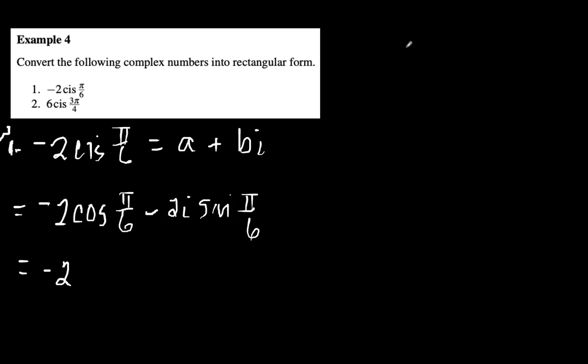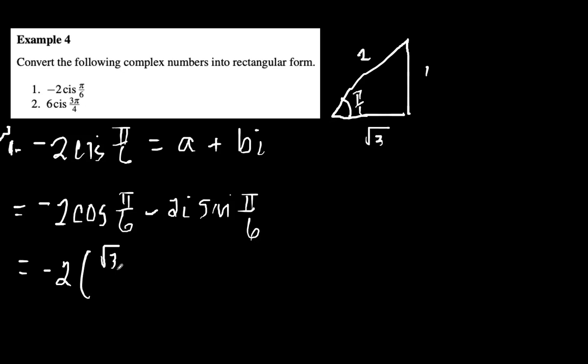O, ito na naman. Balik na naman tayo sa pinakaunang lesson. Let's say this is pi over 6. That's 30 degrees. This is 1, this is 2, this is square root of 3. So cosine, that's square root of 3 over 2. Am I correct, guys? Yes, tama ba, class? Okay, good.